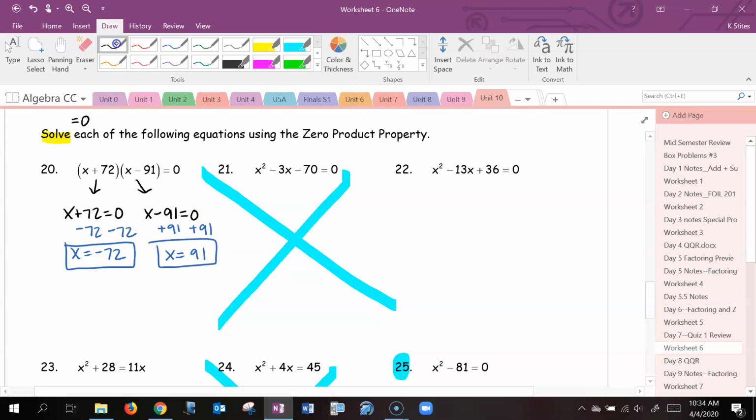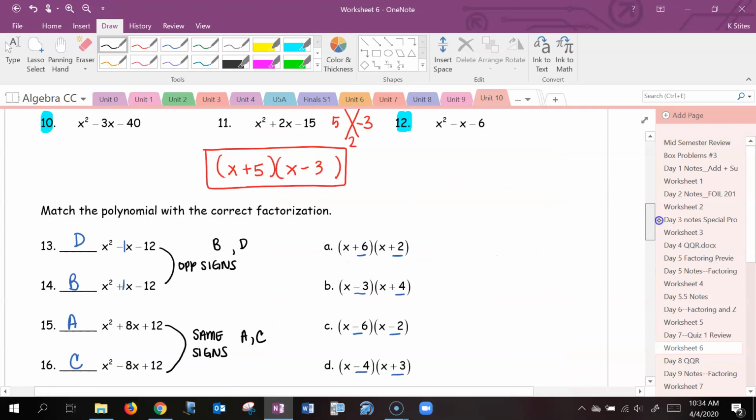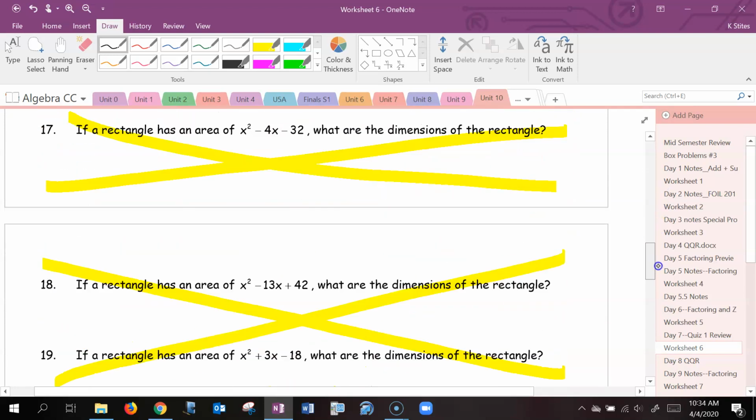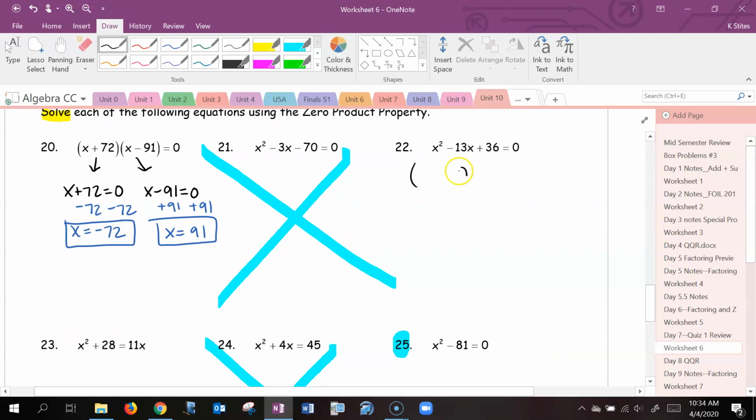Now, most of the time you're going to get something like 22. 22 isn't factored yet. So we will have to do what we did over here first. So first, I'm doing my multiply to 36 and adding to negative 13. Notice I am bringing down my equals 0. And I'm going to have two negatives here, because a negative times a negative is a positive, and a negative plus a negative is a negative, and it's going to be a 9 and a 4.